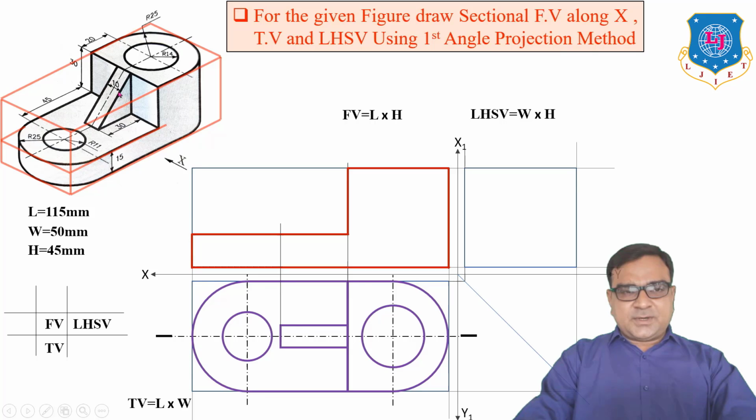Draw the front view of the rib. So you have to extend this line up to this. Now what is the front view of this line? Here. The front view of this line is here. And the front view of this surface: because the surface of the rib is inclined to the H plane and perpendicular to VP, it is only a line.